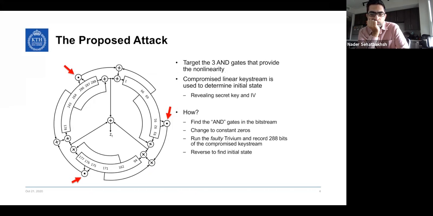In our attack, we propose to locate these 3 AND gates in the bitstream and modify them to convert the state update function to become linear. In our case, we simply set it to output a constant 0. We then upload the bitstream to the FPGA with the faulty Trivium, capture the key stream, and run the equations backwards to derive the initial state and thus retrieve the secret key.